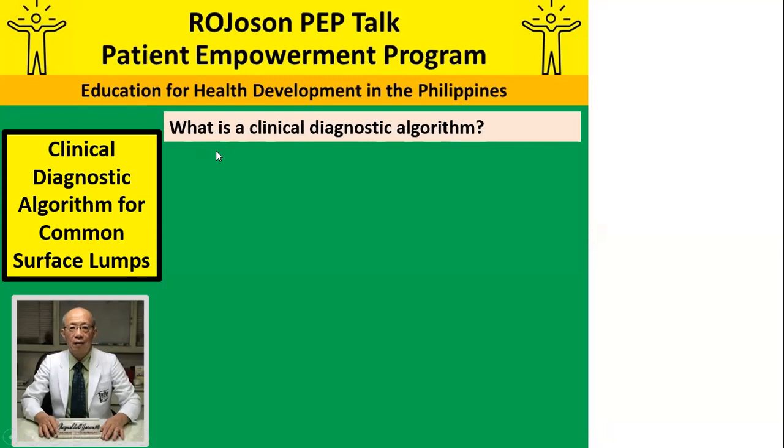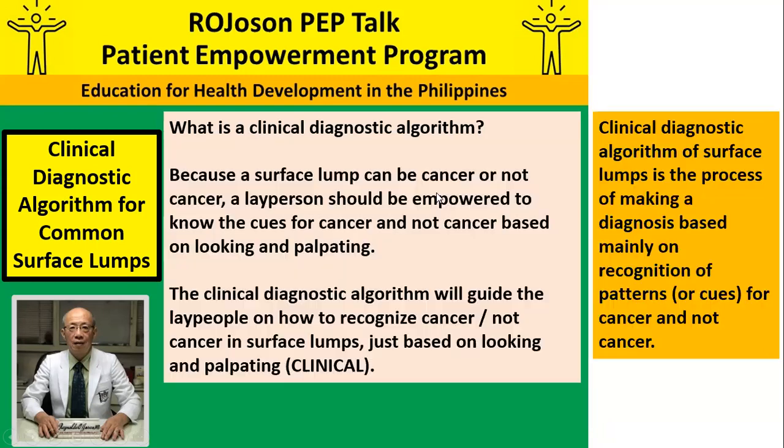So the title of my talk is Clinical Diagnostic Algorithm for Common Surface Lumps. So ano yung ibig sabihin ng clinical diagnostic algorithm? Because surface lumps can be cancer or not cancer, lay people should be empowered to know the cues for cancer and not cancer based on looking and palpating. The clinical diagnostic algorithm will guide the lay people on how to recognize cancer and not cancer in surface lumps just based on looking and palpating.